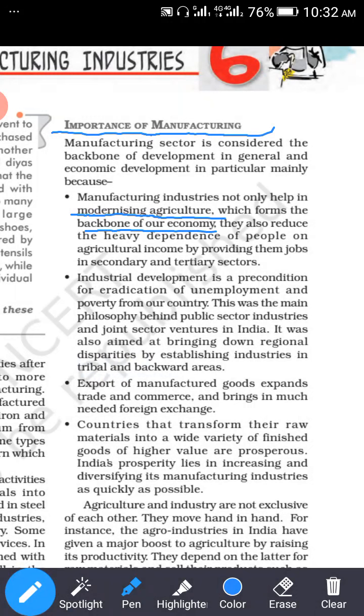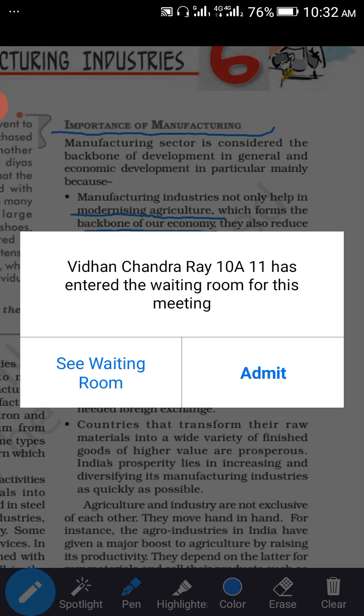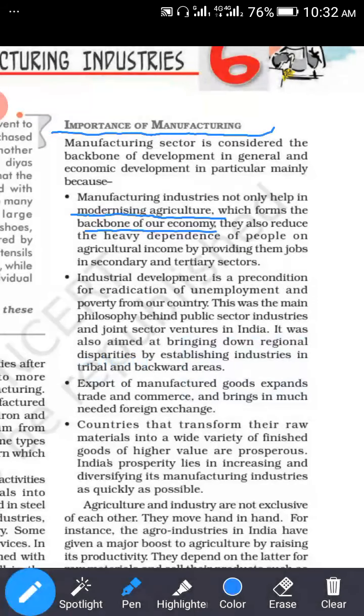So it reduces the dependence on agriculture. How? When the manufacturing of tools or machines starts, obviously the people have jobs in the secondary and the tertiary sector.